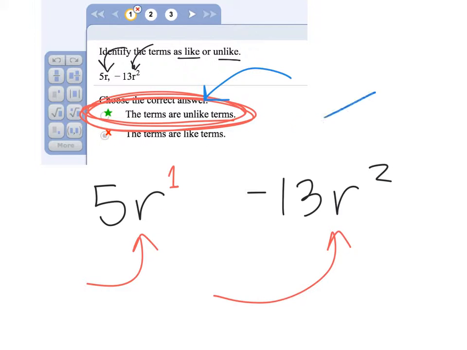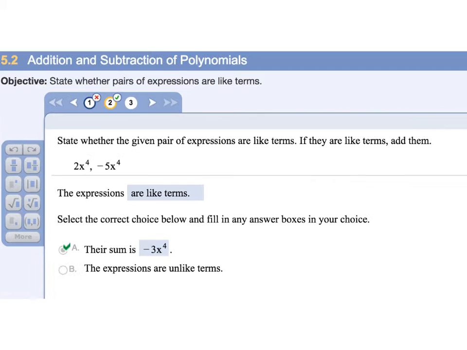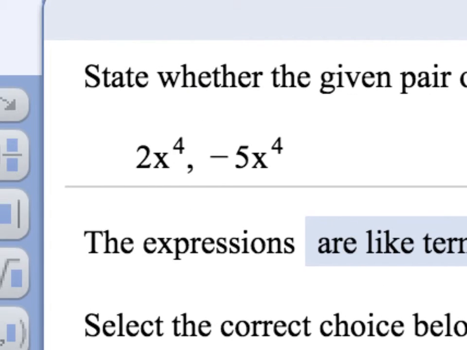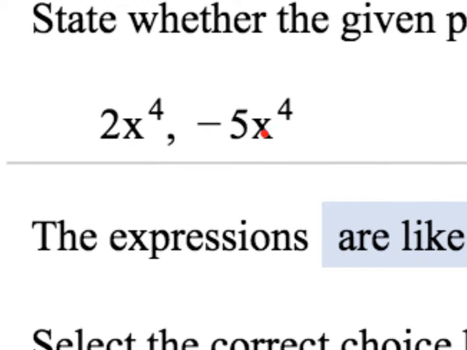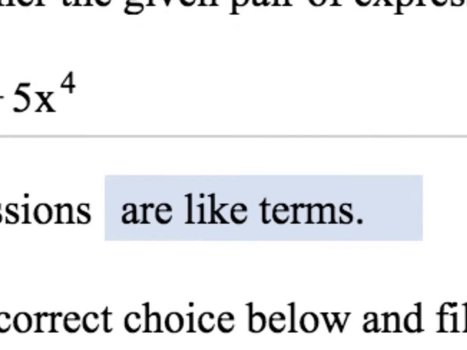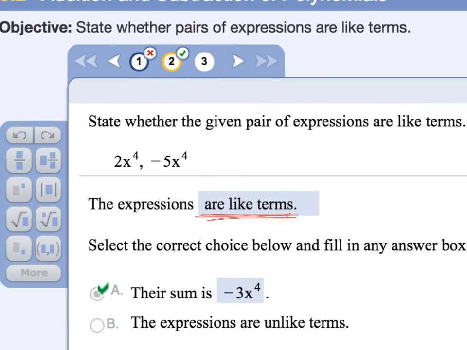In order to be like terms, not only do the variables have to be the same, but the exponents have to be the same too. So here, state whether these are like terms, and if they are like terms, we're supposed to add them. We look at our variables, and we can see that both variables are x, and both exponents are 4, so that means they are like terms. So we definitely have like terms. And now the idea is we're supposed to add them.